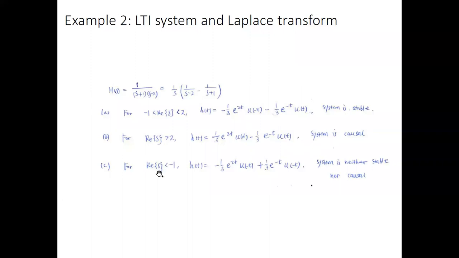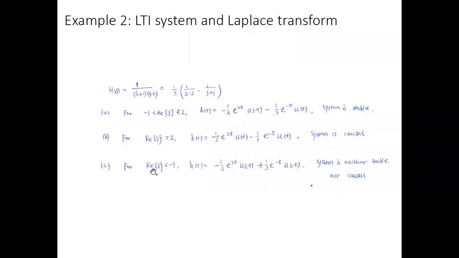And the last case is when the region of convergence is to the left of the leftmost pole. In that case, both the first and second term correspond to a left side signal. So both terms have u of minus t, exponential 2t, exponential minus t, coefficient 1 over 3, and the negative sign. So when the Laplace transform is positive, then the negative sign comes with the time domain signal. When the Laplace transform has a negative sign, then the time domain signal is plus. For the left side signal case, there's always an additional negative sign in front of the signal.